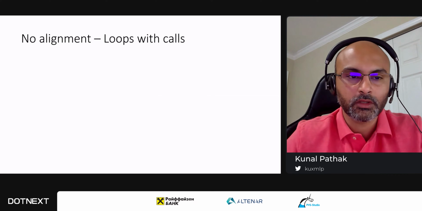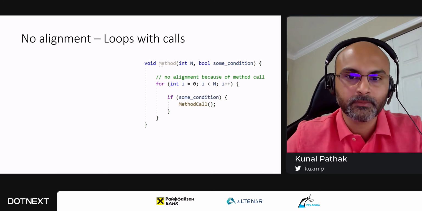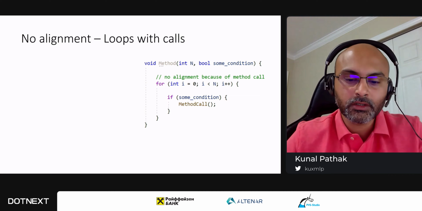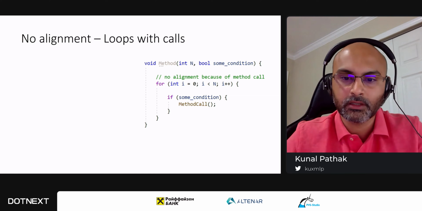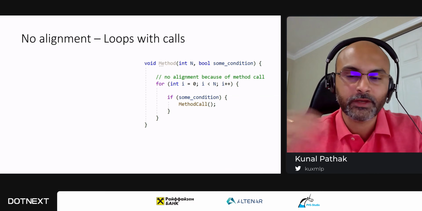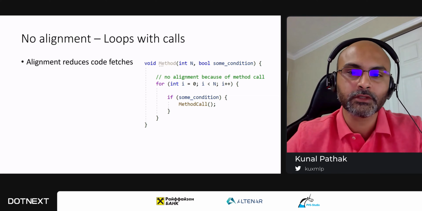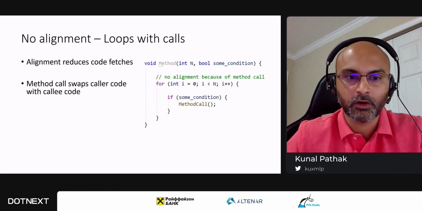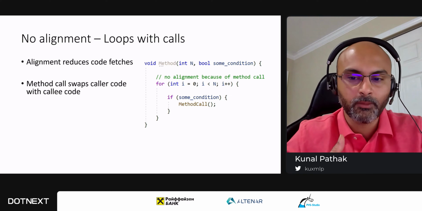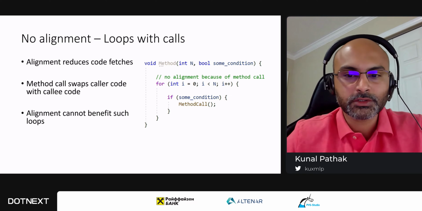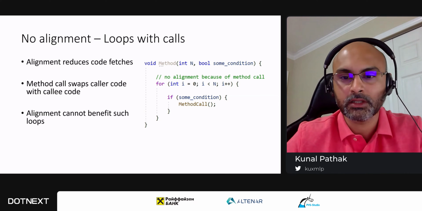There are certain loops that I want to call out which we don't align, and those are the loops that have a call in them. Now, why do we do that? Because as you remember, this alignment is all about fetching, decoding, and executing in a repeated fashion. And if you have this method call, now your control is actually going back to some other address to do the fetching, decoding, and execution. So the whole purpose of the loop alignment is diminished, because with the method call it just swaps the caller and callee code, and you have to start from another address anyway, so your micro ops will be flushed with the callee's micro ops. So alignment cannot benefit such loops, so we try to not align those loops.